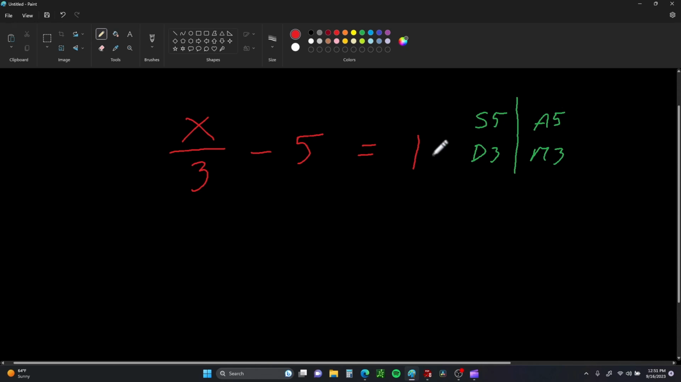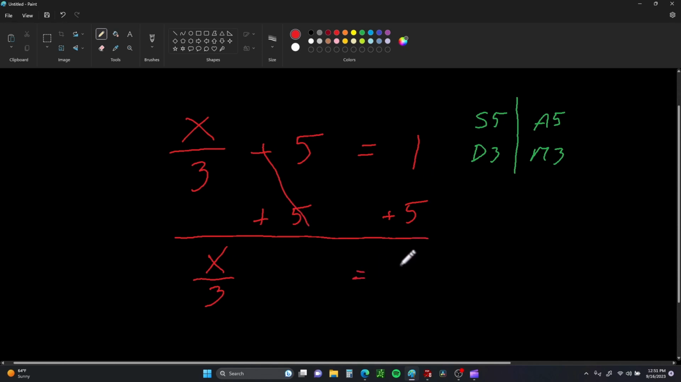So it says here to add 5 to both sides first, so I'm going to add 5 here. I'm going to add 5 here. I want to maintain a balance. I bring down the x divided by 3. These add up to 0. I bring down the equals, and 1 plus 5 is 6.